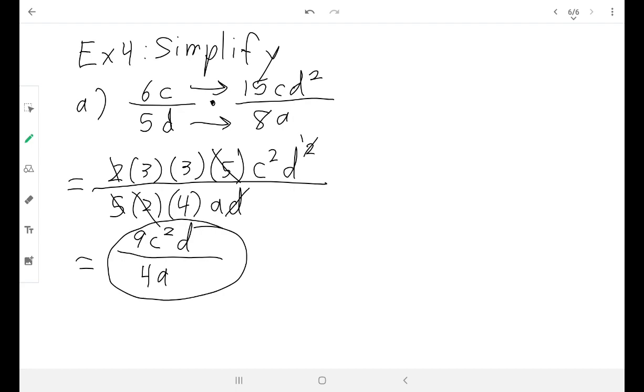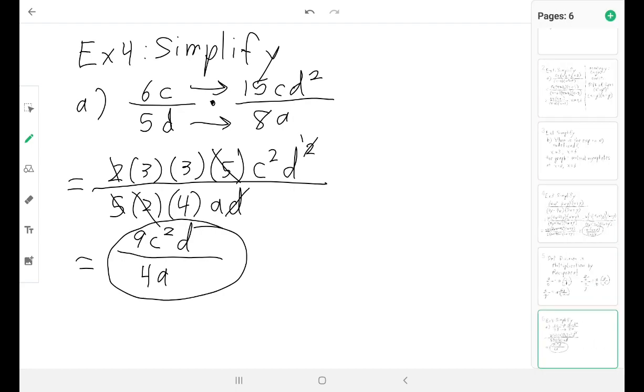So there's my simplified answer. So that was example 4, part A. Let's go to example 4, part B. Example 4, we're still going to simplify. Now we're doing part B. And in part B, we're going to use the definition of division.